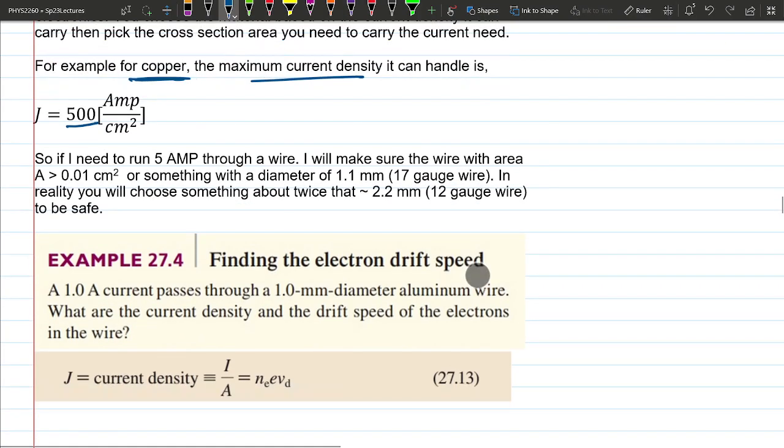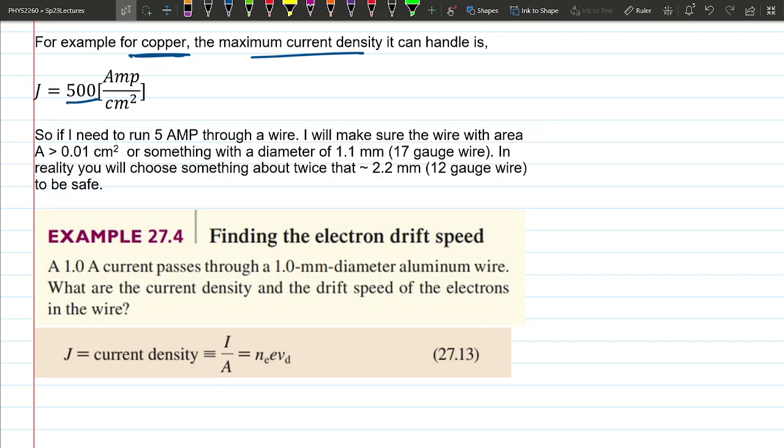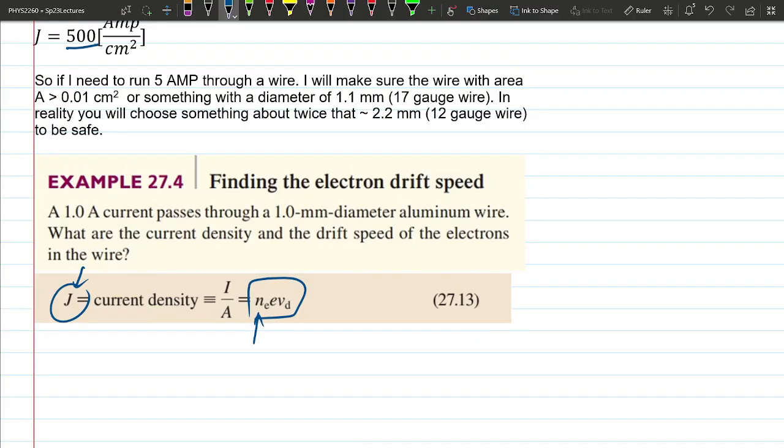Okay, and so using this equation here, we can calculate the current density. The electron density is always just going to be given to you because you know what type of metal it is. If you know the charge of an electron and you know the drift velocity, you can calculate the other variables, let's say.